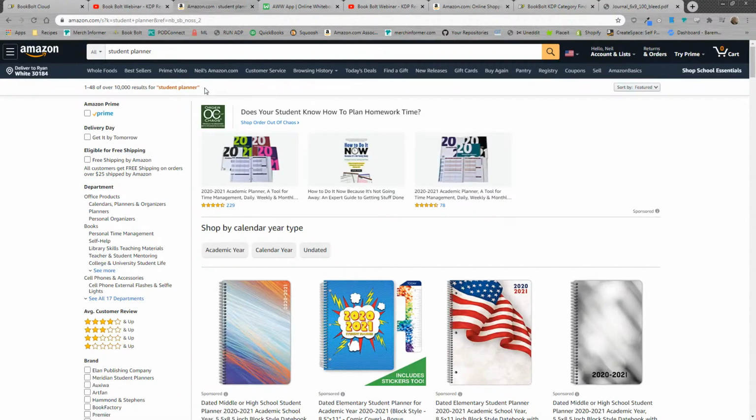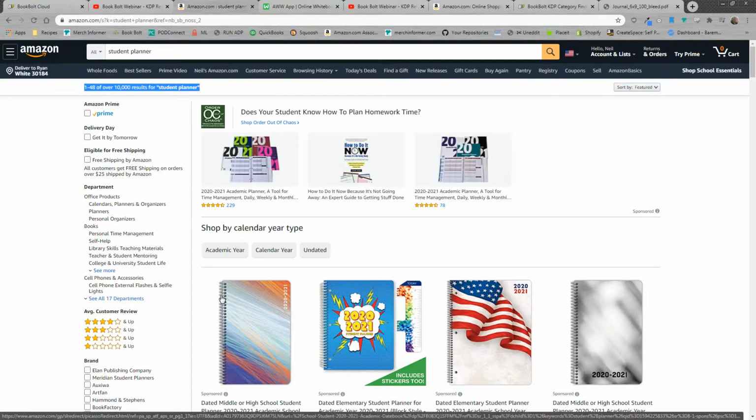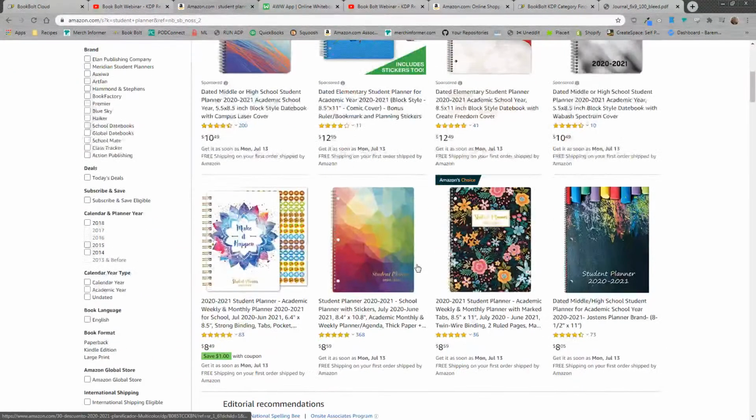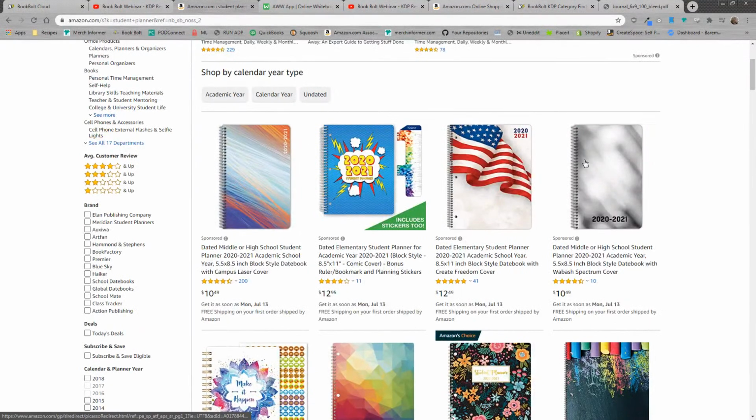First thing I'm going to look at is this right here, right under the actual search bar. It's going to tell you how many results there are. So there's over 10,000 results for a student planner. There are a lot of planners, okay? A lot. So we'll scroll down.